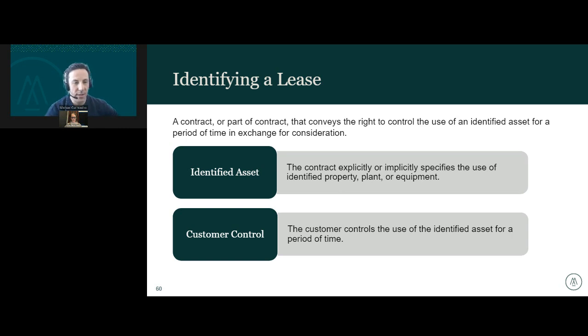Also, leases that have automatic renewals are still for a period of time, because you have to assess what's reasonably certain of renewing to come up with a period of time. So be careful. A lease that on the surface may seem perpetual may not be perpetual depending on the circumstances.